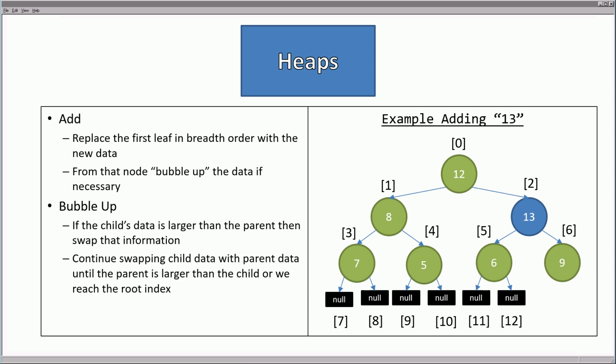Now we still can't assume that this is true, because now we have to check the next parent from 13, which is at index 2 now. Once again, 2 minus 1 is 1. 1 divided by 2 in integer division is 0. 13 is also greater than 12, so we must swap those values. Now because we're at the root, we're done. Let's see how we can program this.